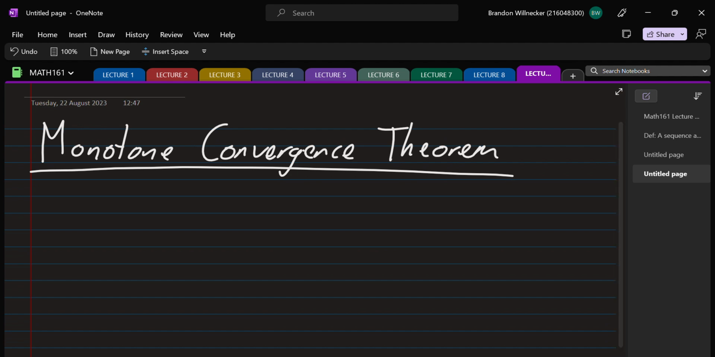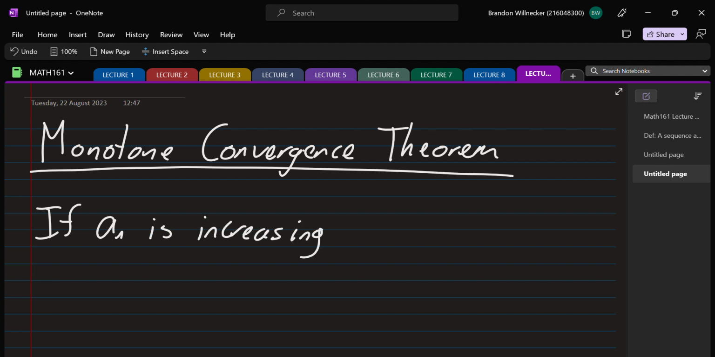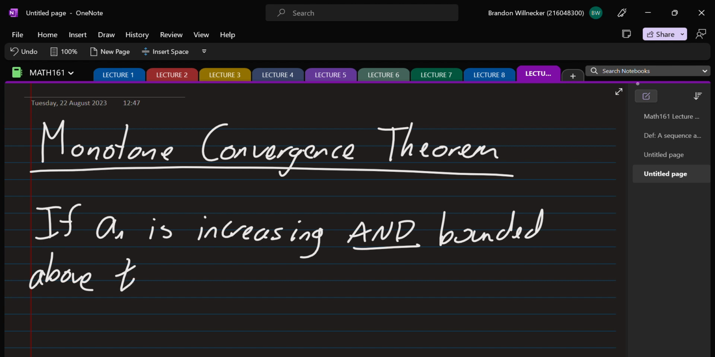Okay, so this comes in two parts. If an is increasing and bounded above. So it's increasing, it's going up, but it never goes past some upper bound. If it never goes past an upper bound, it must level off at some point. And if that's true, then it is convergent. So no need for any limits.